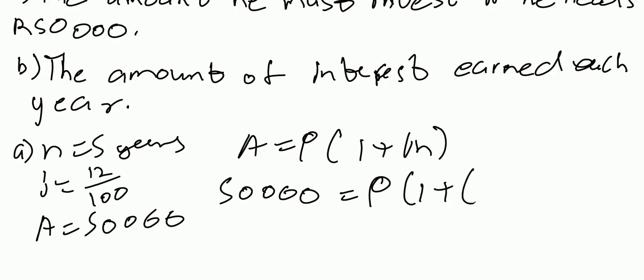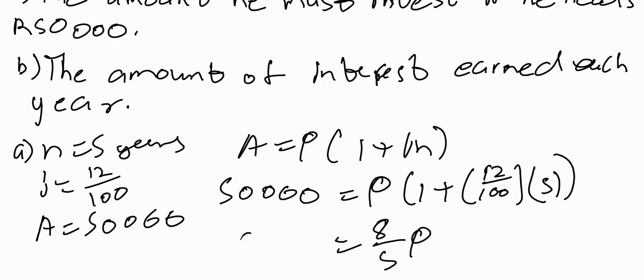Then 1 plus, do I have my interest rate? Yes, 12 over 100. Do I have my N? Yes, which is 5 years. So you are going to say 1 plus 12 over 100 multiplied by 5, which is going to give you 8 over 5. That means you have 8 over 5 P equals 50,000. So now you are solving for P.